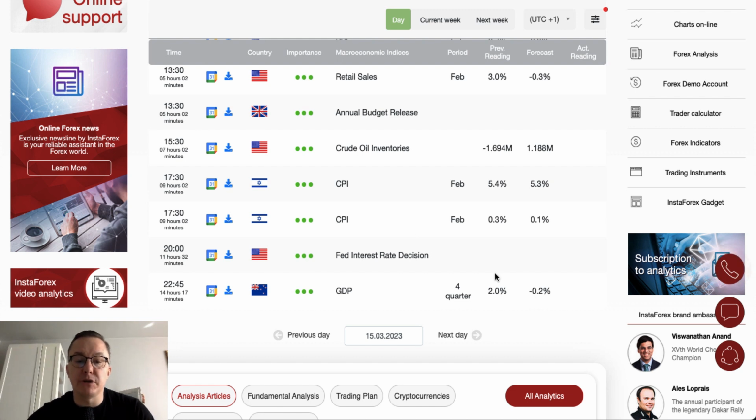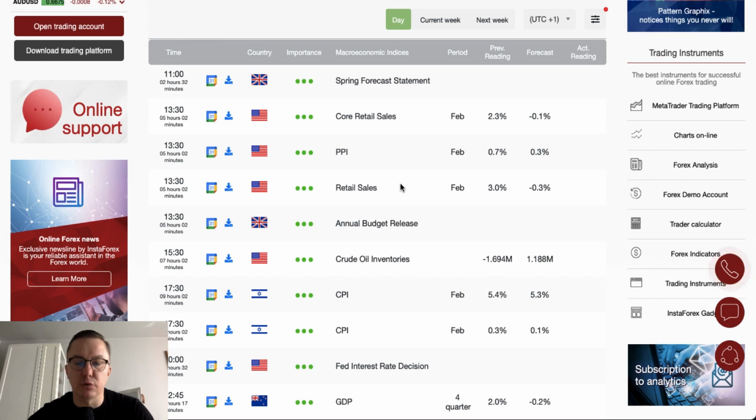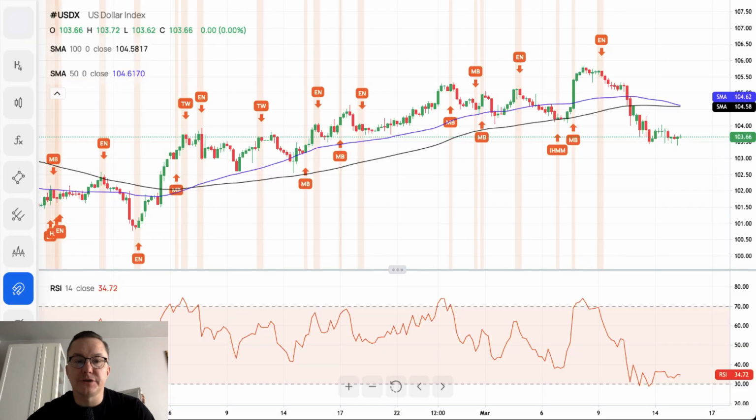And it would be wise to keep an eye on the New Zealand dollar behavior after this data is published. So because of the Fed interest rate decision, let's find out what the US dollar is doing, what the indices are doing, and what gold is doing ahead of this situation. We are going to start with the US dollar index. This is a 4-hour chart.